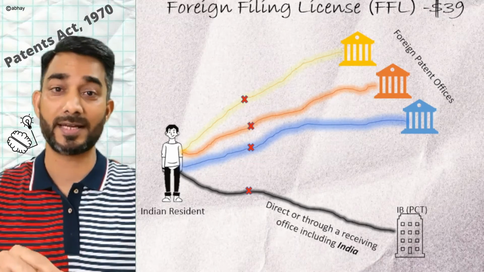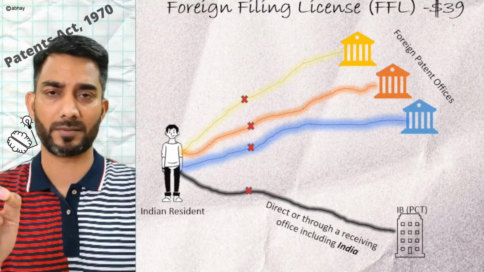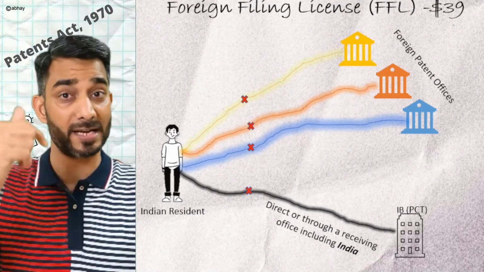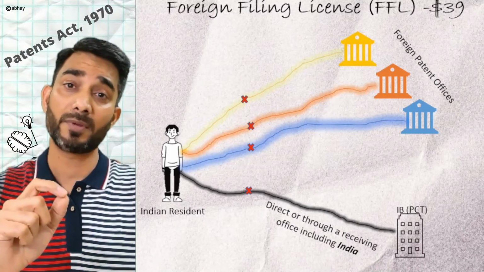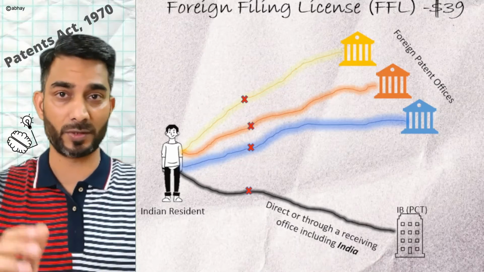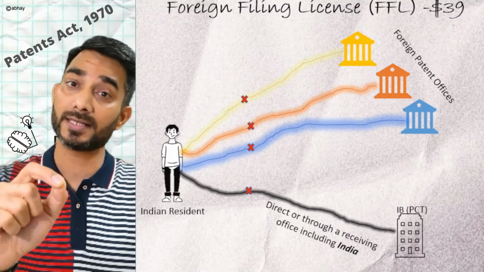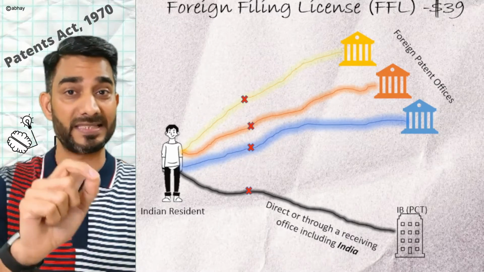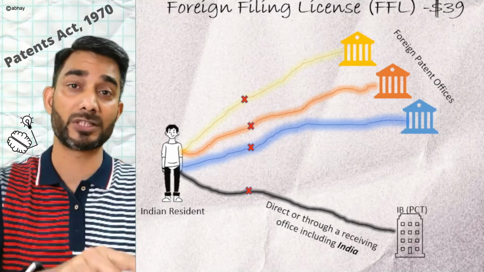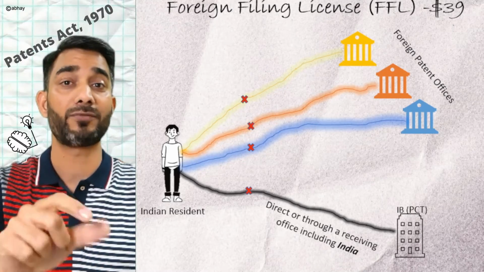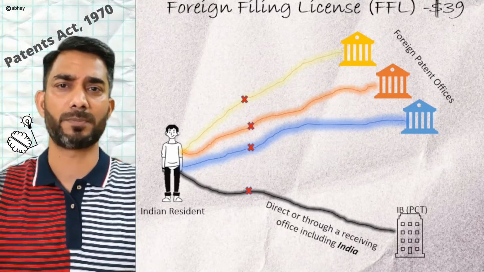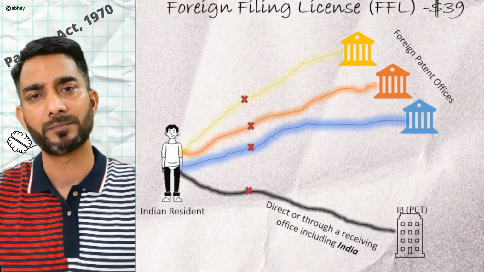Coming back to this slide, let's focus on the PCT application. An international application, PCT application, can be either directly filed with IB or can be filed with one of the receiving offices. Now, India also is a receiving office. Even when you choose India as the receiving office while filing PCT application, you are not permitted to make such an application without taking prior permission from the Indian Patent Office. So what is the process of obtaining such a permission from the Indian Patent Office?